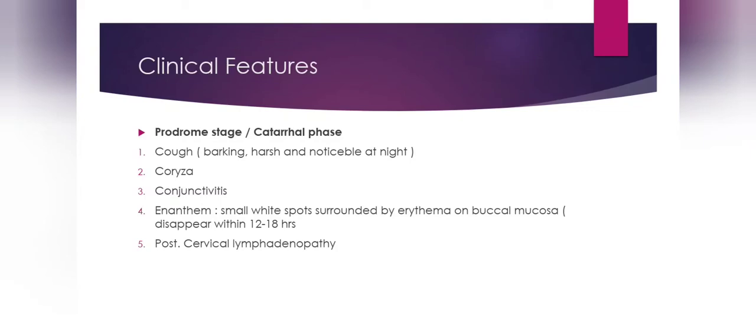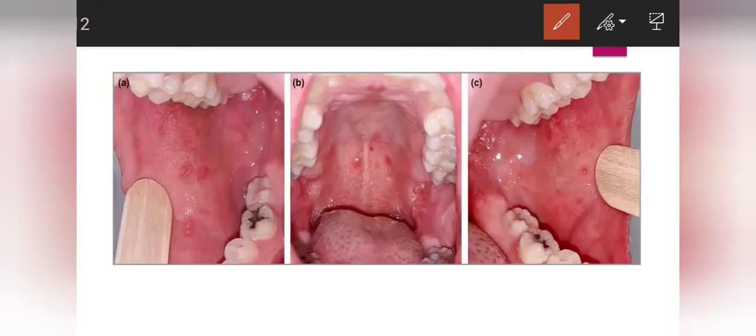Number fifth, you can have posterior cervical lymphadenopathy. As you can see in this picture, the Koplik spots are here.